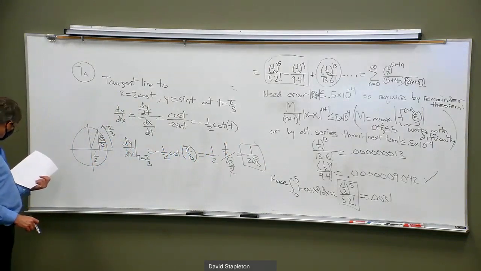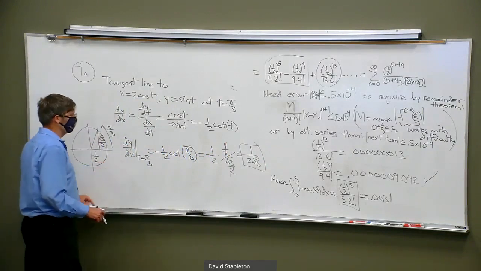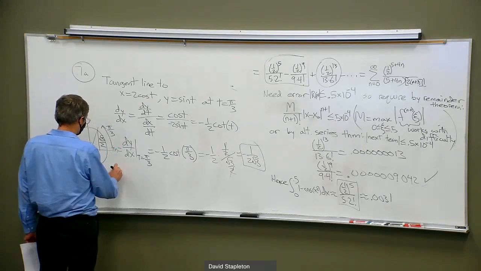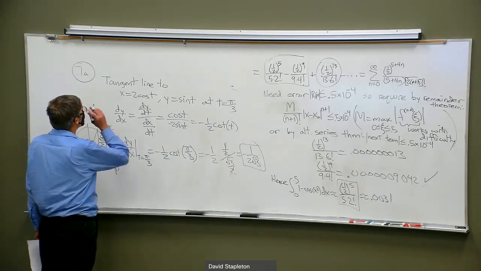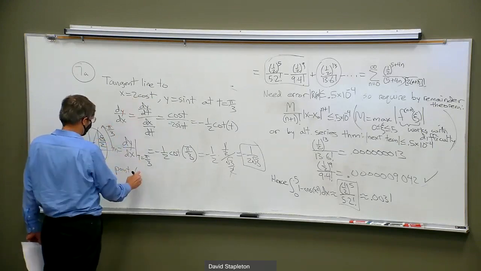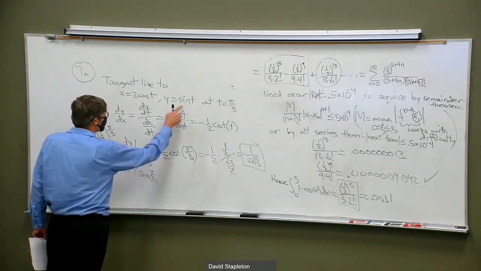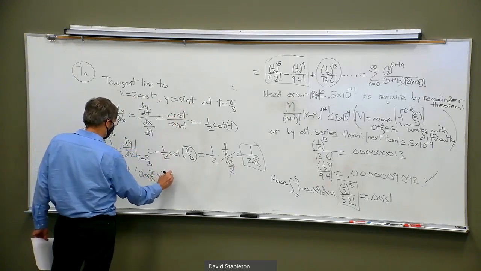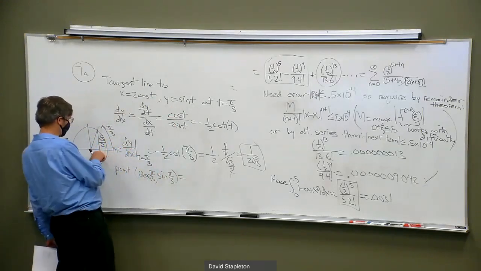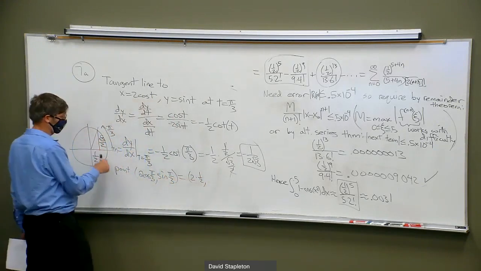Let's see. Oh, it's finding a tangent line. I'm sorry. I found the slope of the tangent. So there's the slope. And then I have a point, just by plugging in. x equals 2 cosine pi over 3, y equals sine pi over 3. Cosine pi over 3, again looking at this, is a half. Sine pi over 3, looking at the triangle, is square root of 3 over 2.